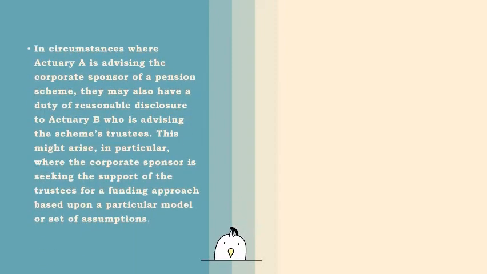First example, in circumstances where Actuary A is advising the corporate sponsor of a pension scheme, they may also have a duty of reasonable disclosure to Actuary B who is advising the scheme's trustees. This might arise, in particular, where the corporate sponsor is seeking the support of the trustees for a funding approach based upon a particular model or set of assumptions.